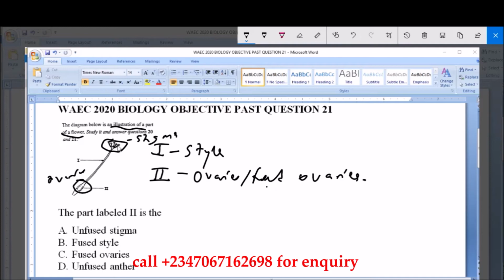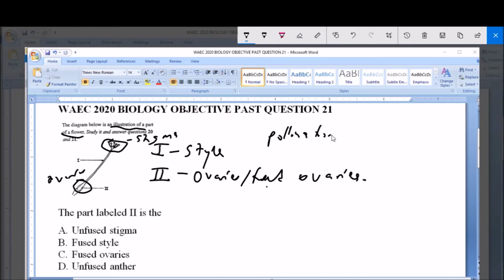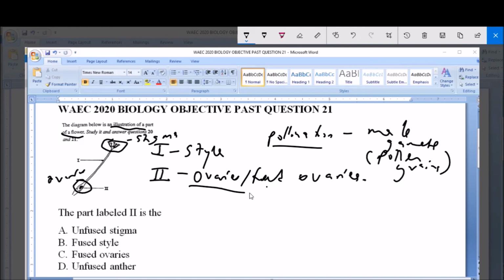So what happens is that during the process of pollination, the male gamete, which in this case is the pollen grains, are received here at the stigma, and then they pass through the style to the ovaries, the fused ovary, where fertilization takes place. So as we have established, the part labeled 2 is the fused ovaries.